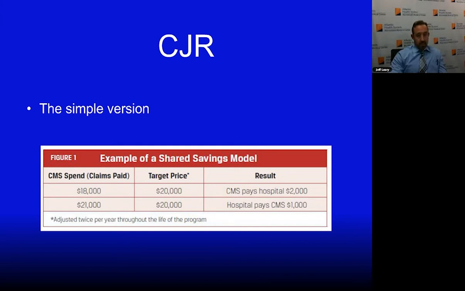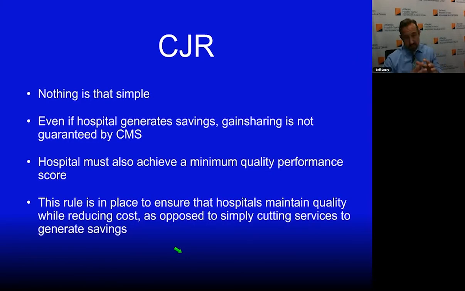So on the left column, if they spend $18,000 for the 90-day spend, and the target price was $20,000, CMS will give the hospital a $2,000 refund at the end of the year, as opposed to if you spend $21,000, the target was $20,000, we overspent by $1,000, therefore the hospital at the end of the year has to pay Medicare back $1,000, okay? So seems simple enough, but when it comes to Medicare and federal programs, nothing is that simple.